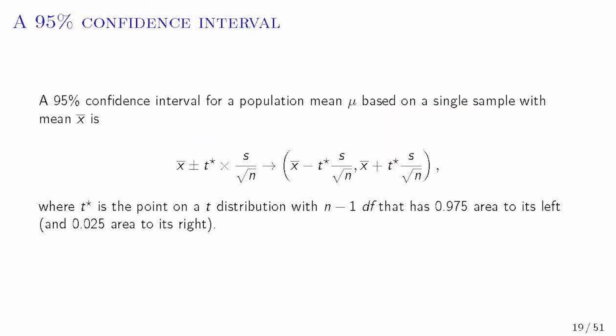A 95% confidence interval for a population mean mu based on a single sample with mean x bar is x bar plus or minus t star times the standard deviation divided by the square root of n. A 95% confidence interval corresponds to the point in the distribution where there's 2.5% left in both the tails. So in each tail, there's 2.5% of the distribution.